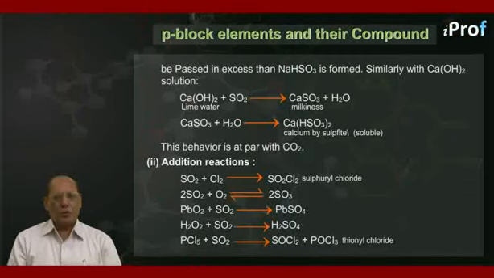Number 3, addition reactions. SO2 plus Cl2. The product is SO2Cl2, that is known as sulfuryl chloride. 2SO2 plus O2, reversibly we get 2SO3. PbO2 plus SO2, the product is PbSO4. H2O2 plus SO2, the product is H2SO4. PCl5 plus SO2, there are two products now, SOCl2 plus POCl3. SOCl2 is known as thionyl chloride.